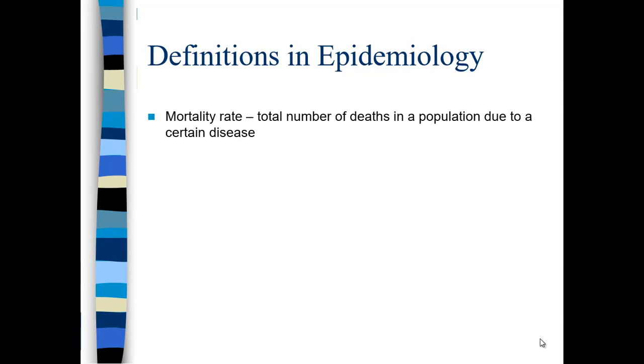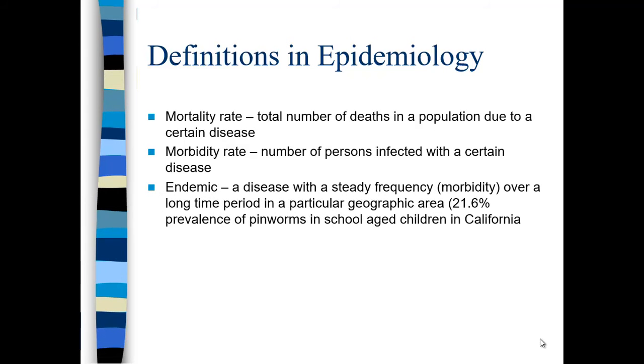Okay. We also have to look at some definitions in epidemiology. Some of these will be on the exam, so make sure you study these. The mortality rate, that's the total number of deaths in a population due to a certain disease. Morbidity rate, the number of people who are actually infected who show signs of the disease.